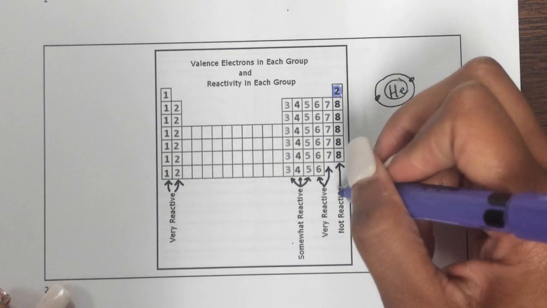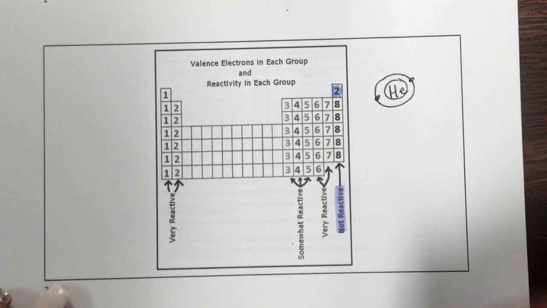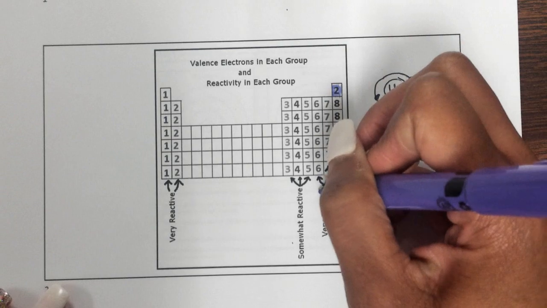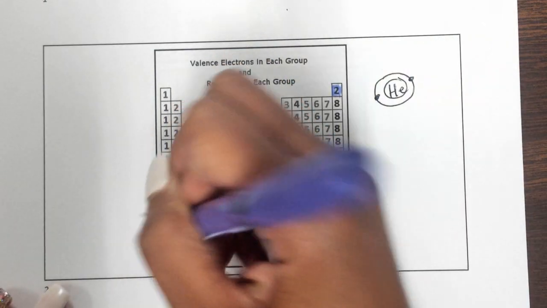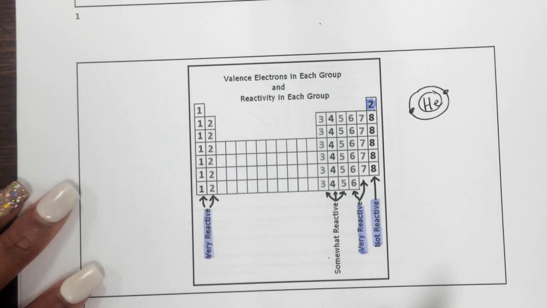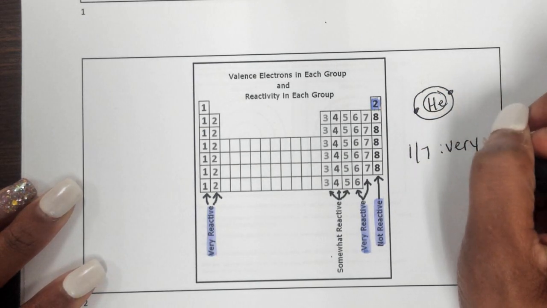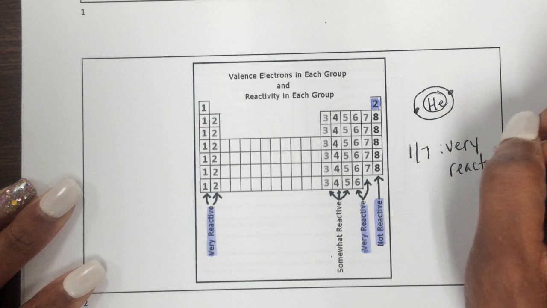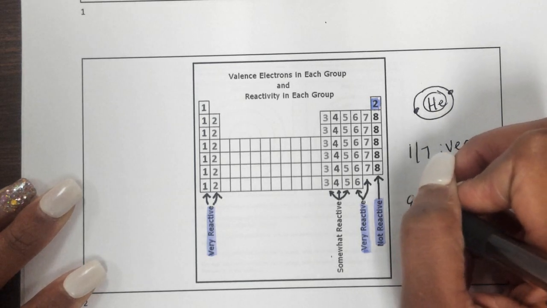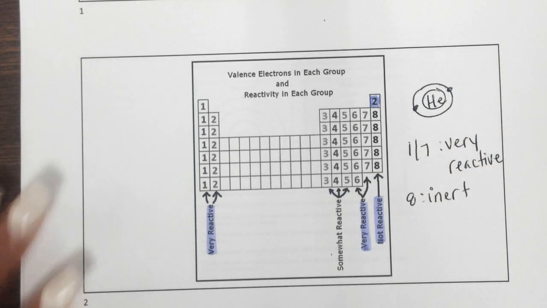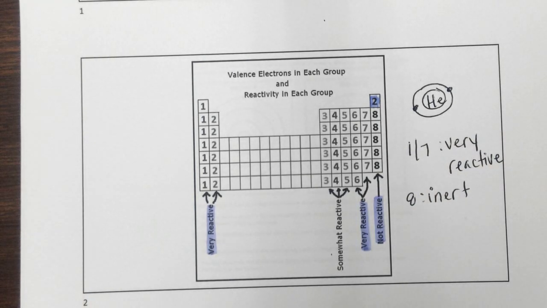These are not reactive. And then here are 1 and 7, we don't include 6, but 1 and 7 are very reactive. So here are my notes to the side. 1 and 7, very reactive. And then 8 is going to be inert or non-reactive. They have a full energy level, a full shell.